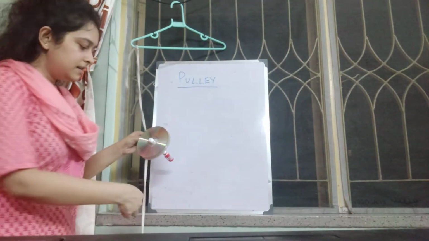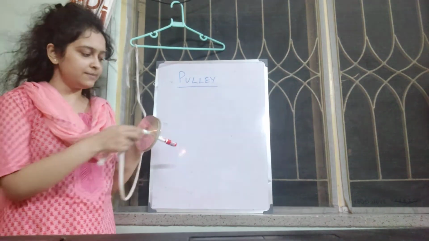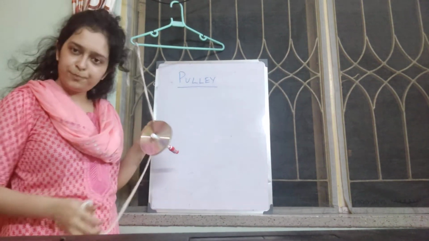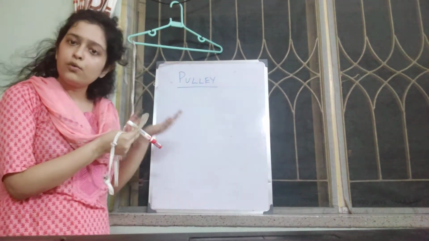Class 6, the previous video from chapter 5, Machines, got disrupted due to some technical glitch. So I was explaining the second type of pulley which is in your book. Now in the previous one, what have you seen?